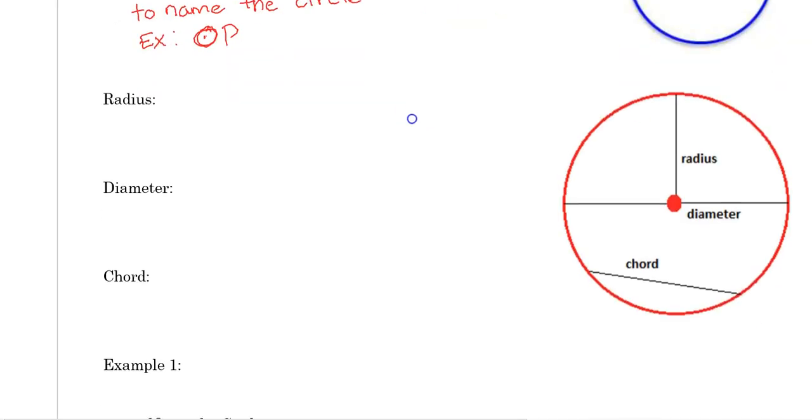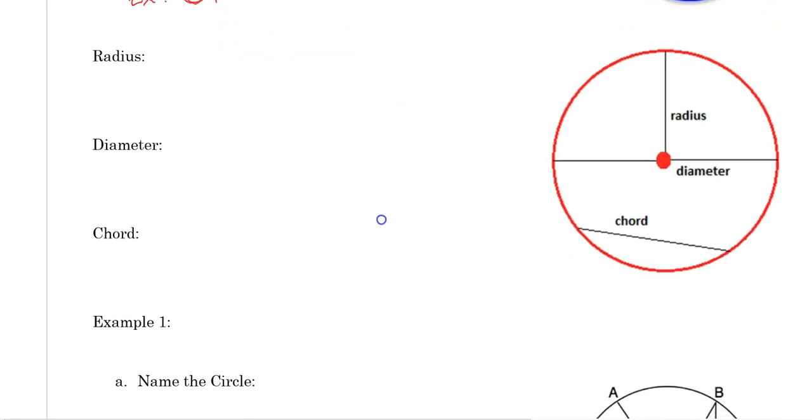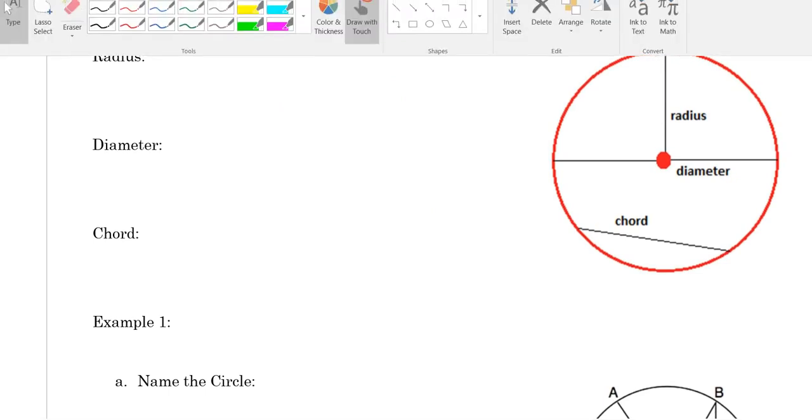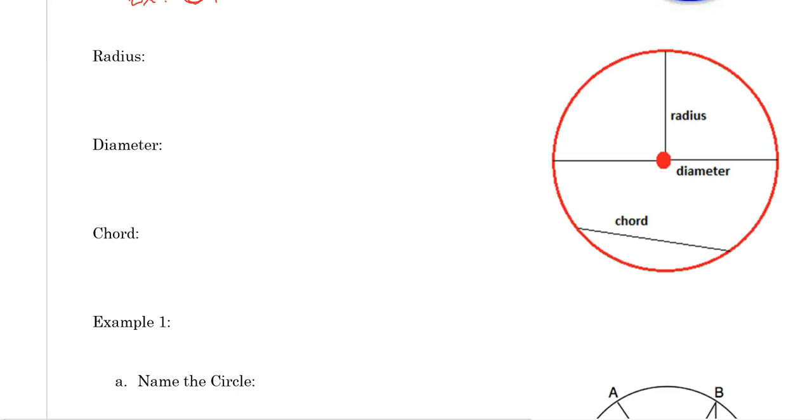The next thing we're going to look at is the radius, the diameter, and what a chord is. Before we do that, I'm going to put points on my circle. In the middle I'm going to put point P, and then around the outside, anywhere one of the lines touches, C, D, and E. Just so that we can go over how to name these things as well.